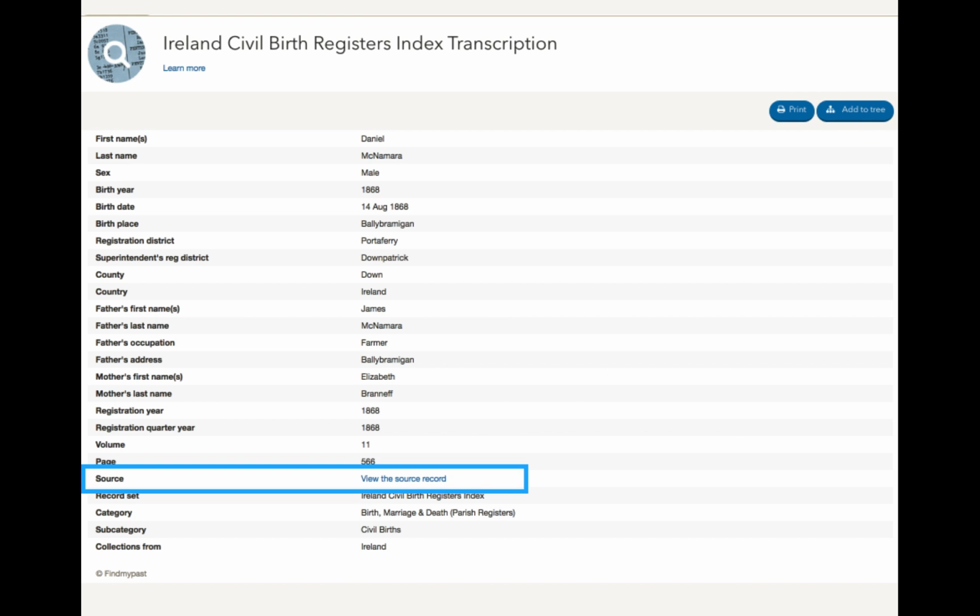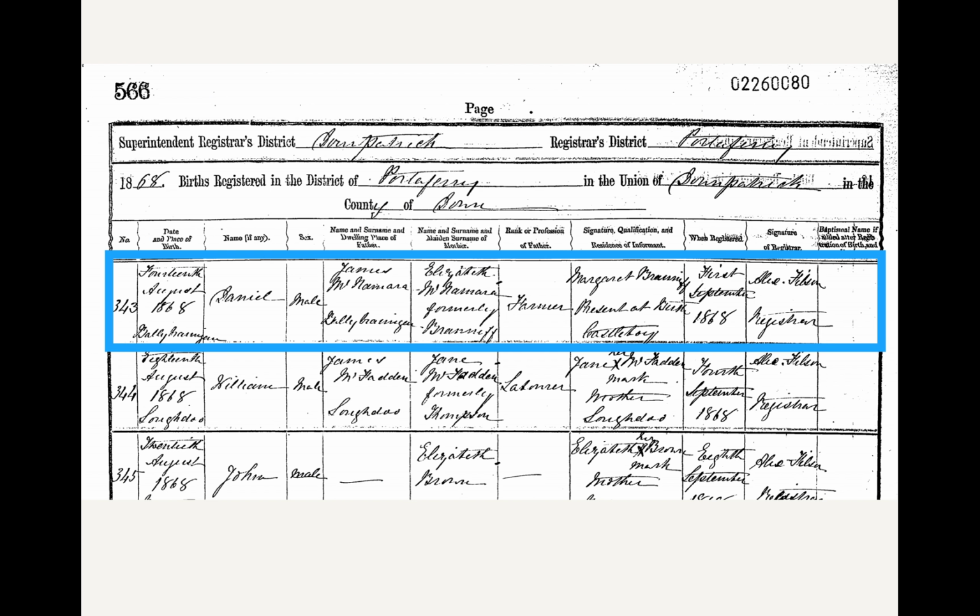What that does is it actually redirects you to the irishgenealogy.ie website, which we showed you in part 1 of this series. You click through a couple of security measures to make sure you're not a robot, you're an actual human being, and it ultimately leads you to the image that you're looking for. Now, Daniel McNamara happens to be the first entry on this particular register, and it shows all of that information.